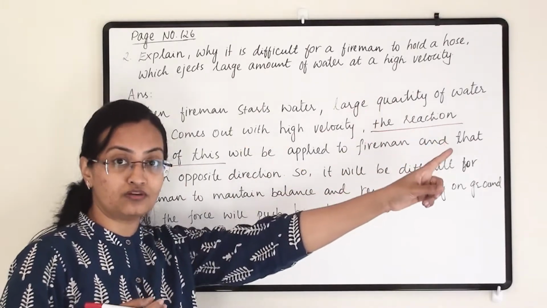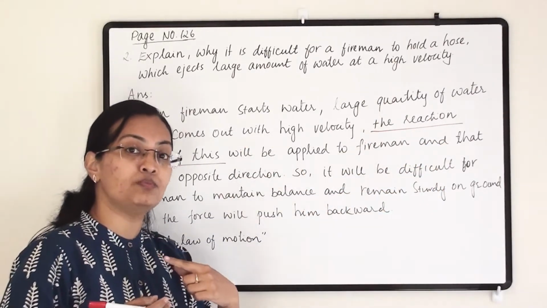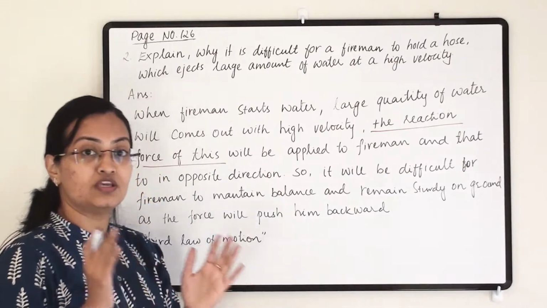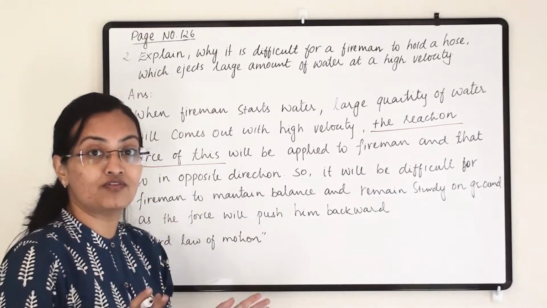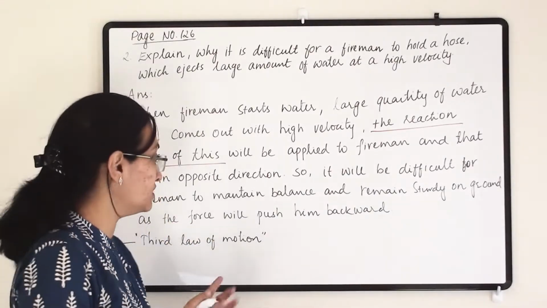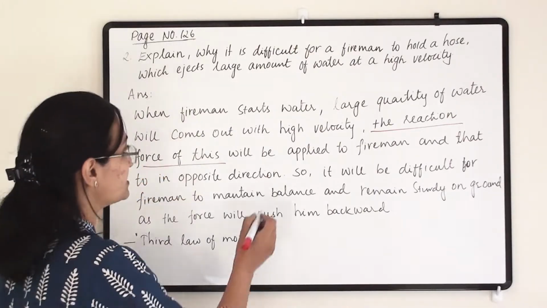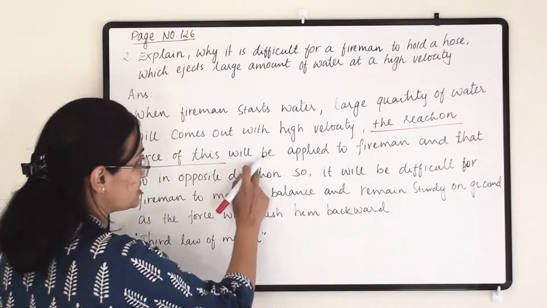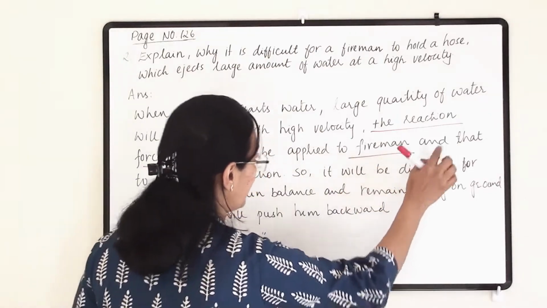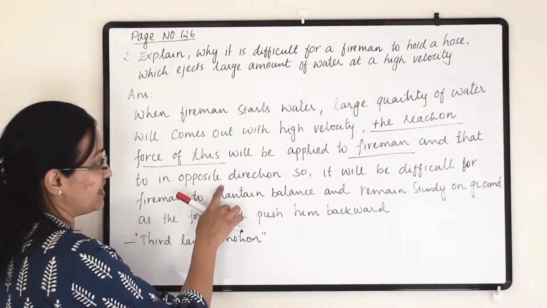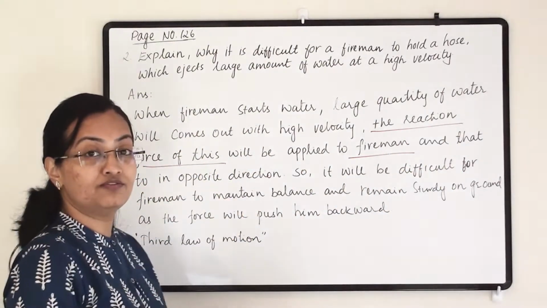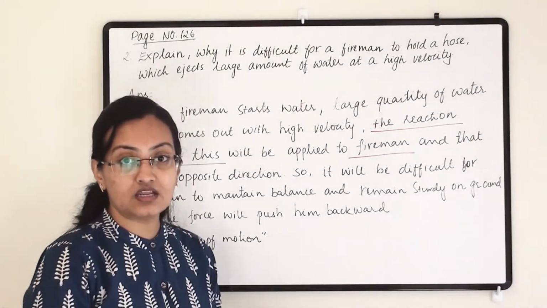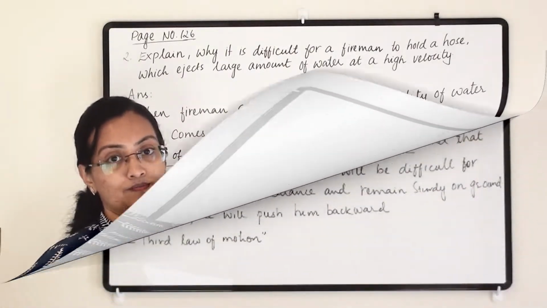As the water goes in the forward direction, the reaction force will be in the backward direction. So he may fall backward if he does not remain stable on the ground. So the answer is, the reaction force of this will be applied to the fireman and that too in the opposite direction. So it will be difficult for him to remain sturdy or stable on the ground.